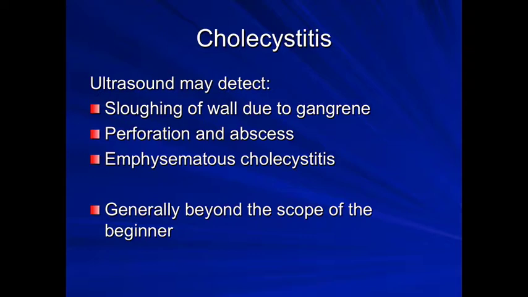Now, as well as diagnosing cholecystitis, ultrasound can be used to detect some of the complications. You may see sloughing of the wall due to gangrene, and gangrenous cholecystitis obviously has a much higher morbidity and mortality. You may see focal perforation and local abscess formation. And as we've mentioned before, rarely you may see emphysematous cholecystitis. Now, generally these things are probably going to be beyond the scope of the beginner, but you may see them.